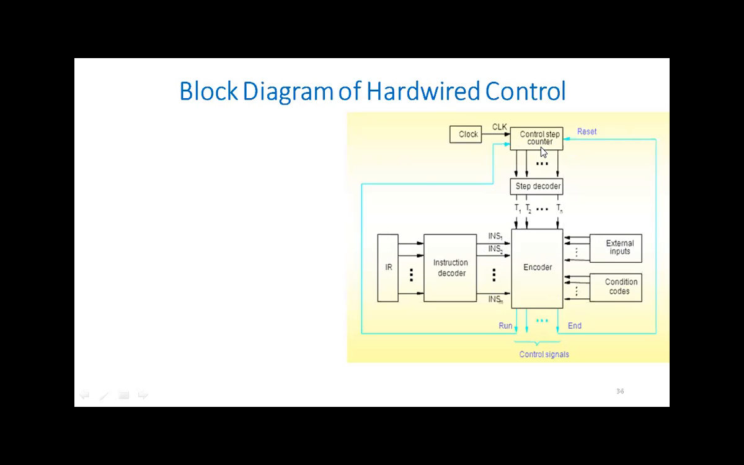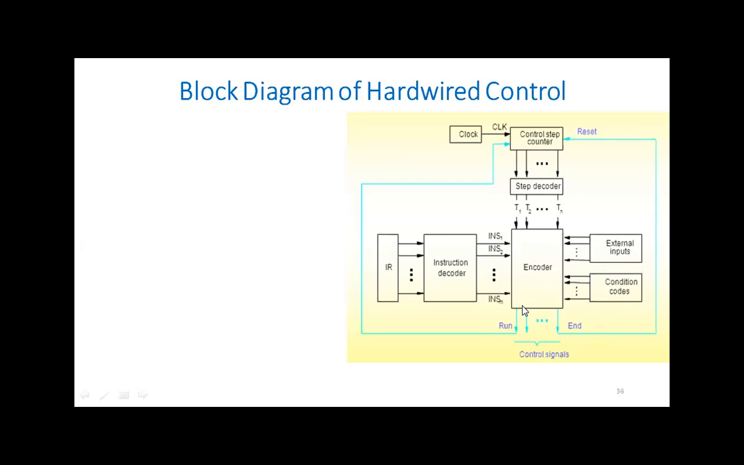So at which value it is, like 1, 2, 3, or whatever value, based on that, the step decoder decodes which step it is in now, whether it is in the IF stage, or in the ID step, or in the EX stage. So whatever state it is, it is decoded here, and that step is given to this encoder. This encoder takes all these inputs, meaning which stage it is now, which instruction it takes from this side, any external input from here, and the condition code from here. Taking all these things into account, it generates the control signals, okay.